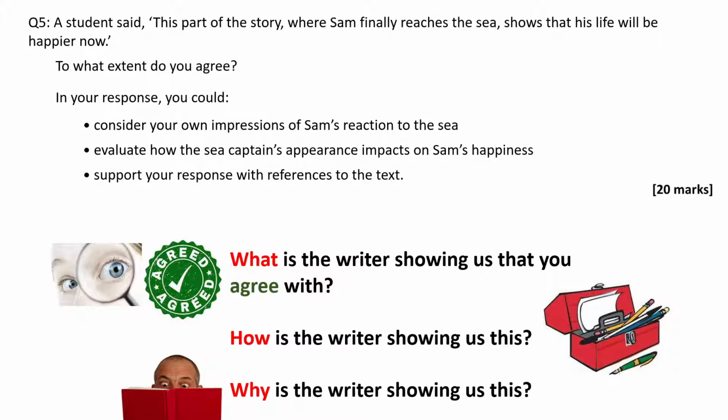Then the same as in question 2, how is the writer showing us this? You're going back to the writer's toolbox. So what techniques is the writer using to show us that idea? And then you're going to go back to reader reaction, the man looking shocked, startled by what he's reading. Why is the writer showing us this? What's the writer trying to do?